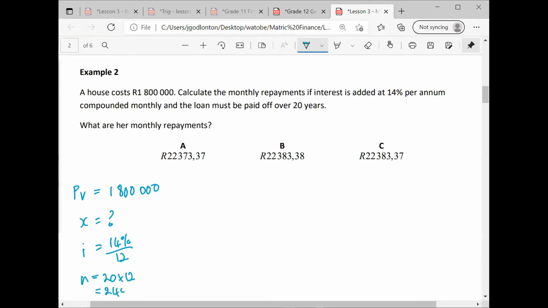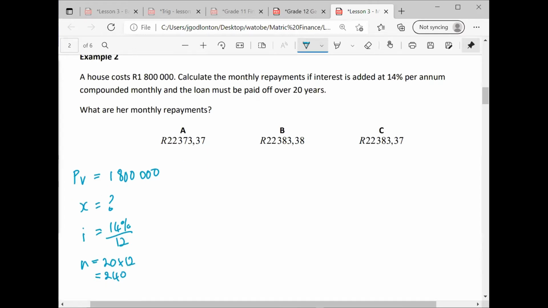Okay, so just double check that you have the same information as me for your present value, your interest, and your N. And then you're just going to put that into the formula and find your X for me.